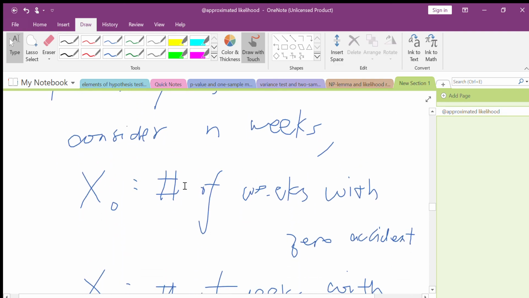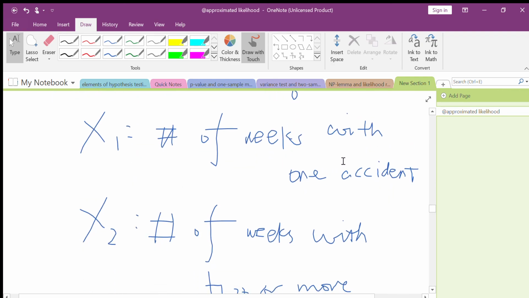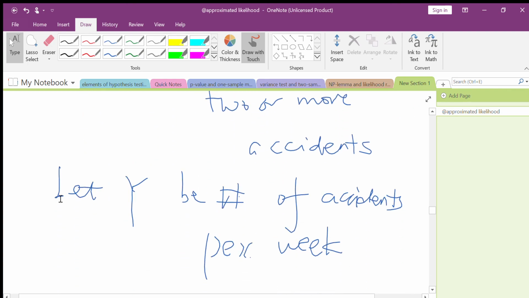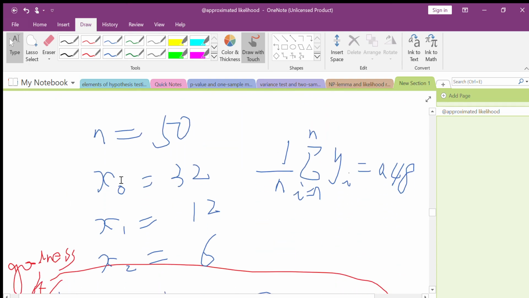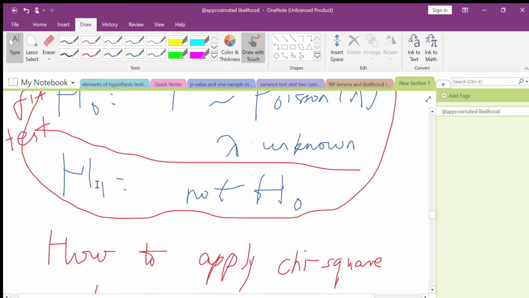Consider n weeks: x0 is the number of weeks with 0 accidents, x1 the number of weeks with 1 accident, x2 the number of weeks with 2 or more accidents. So let capital Y be the number of accidents per week. Then we have this data. The goodness of fit test is interested in testing H0: Y follows, for example, a Poisson with some unknown parameter lambda, against H1: not Poisson.